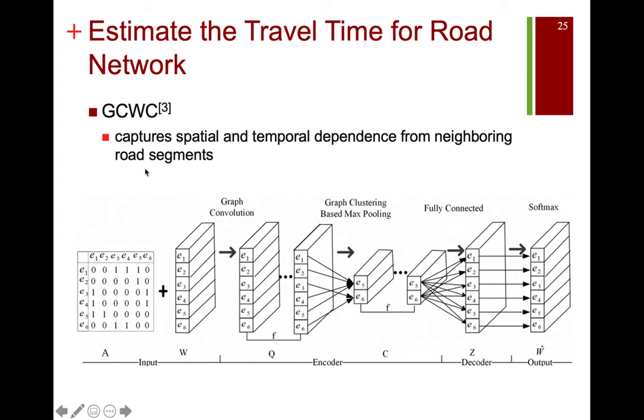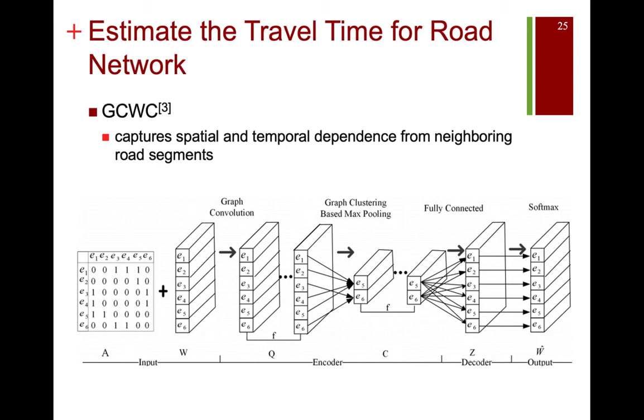And the input data contains the adjacency matrix of the road network and also the travel time distribution matrix for each road segment, because each road segment has a vector representing the distribution. So we say that this is a travel time matrix. And these two matrices are formed to be the input of the graph convolutional network.